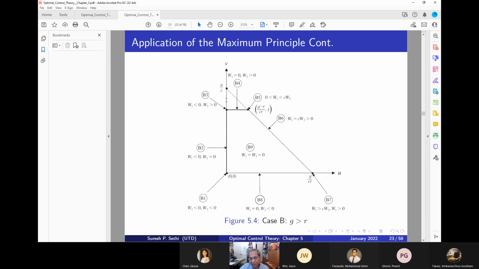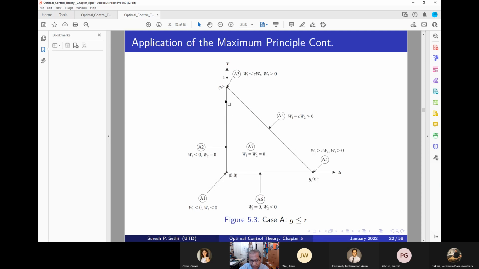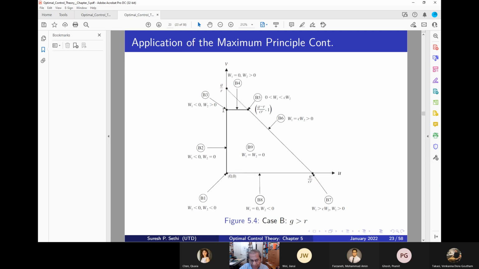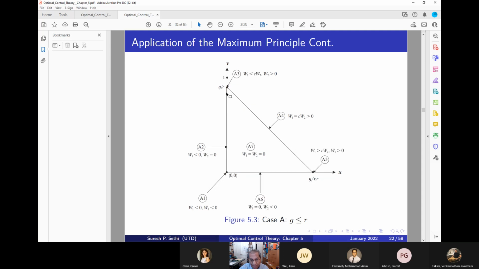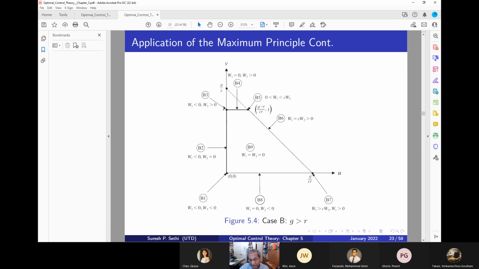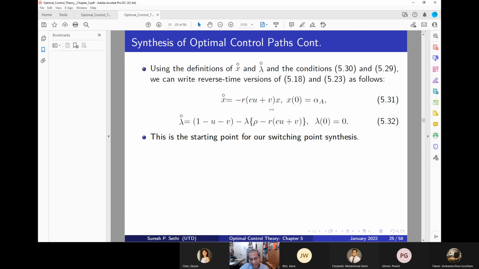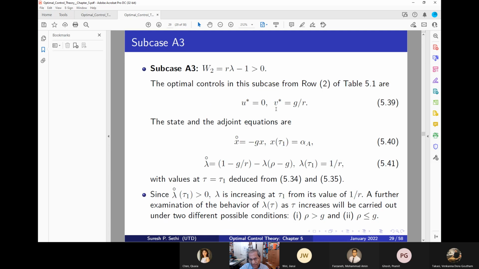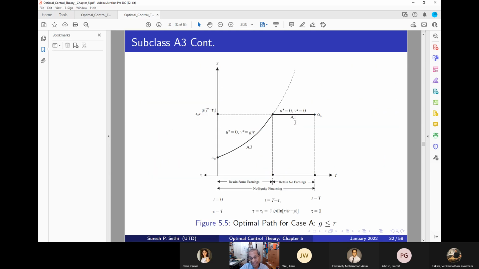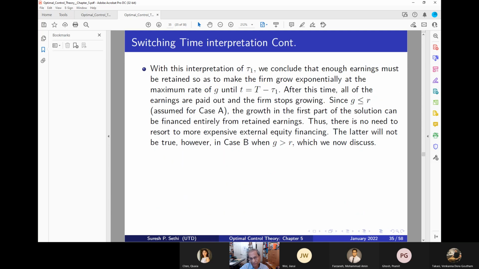So there are two more cases to be considered, but the difference between that point and that point is the value. Now our maximum value is 1. Before, the maximum value was G by R. So now it is 1. So that's the difference. If you look at A3, this V star is G by R. Now we go to B3. This will be 1. And that changes the calculation.